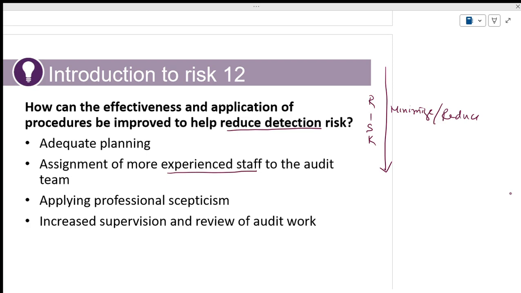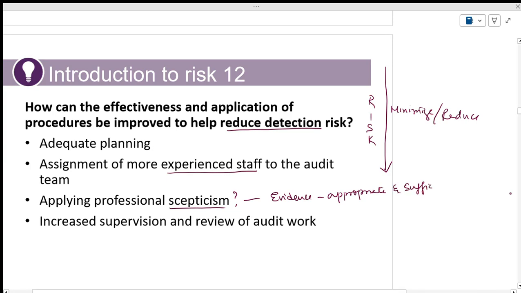What are you going to do, how will we reduce the risk? Simple understanding: you have to employ experienced staff. You should have professional skepticism, a questioning mind. This is what we have done in ethics. Always you should have a questioning mind. What has gone wrong? How can we make sure that things are perfect? I'm not saying how things are wrong, but how we can say that the evidence is appropriate and sufficient.